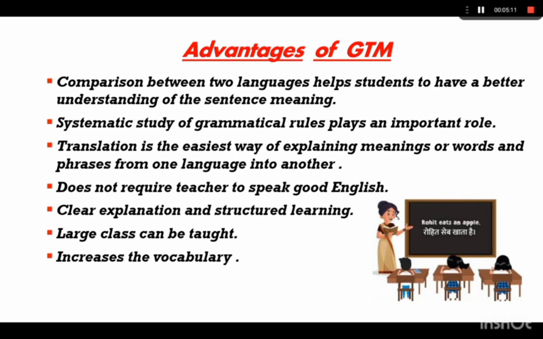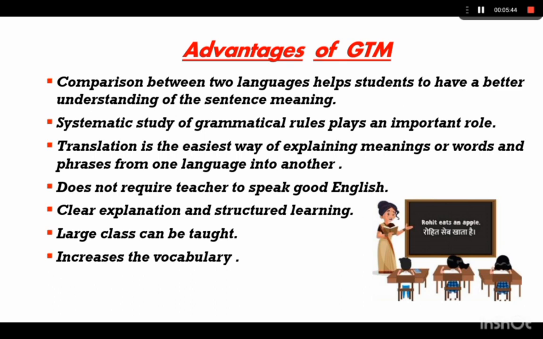Coming to advantages of GTM. Comparison between two languages helps students to have a better understanding of the sentence meaning. Systematic study of grammatical rules plays an important role because in this method we focus only on the grammatical rules. Translation is the easiest way of explaining meanings of words and phrases from one language into another language. Does not require the teacher to speak good English.